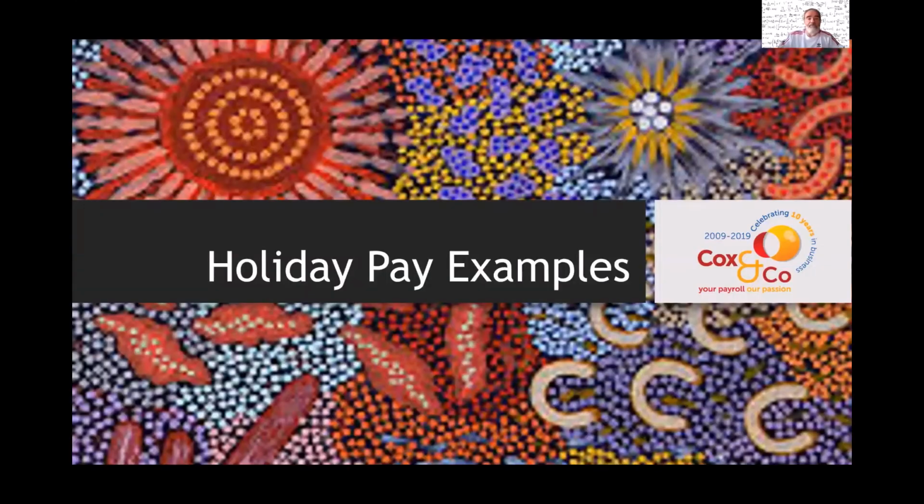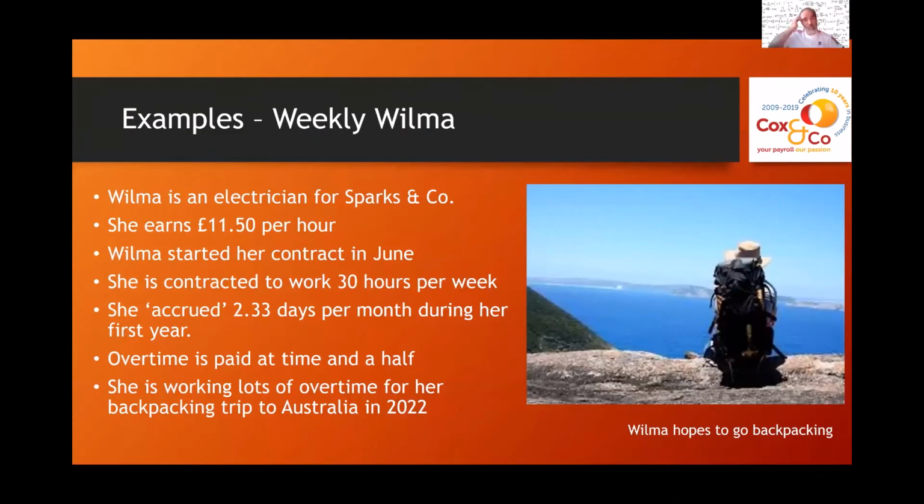So there we go. I've got a few examples of some holiday pay just to make it a bit clearer what we're talking about. So we've got weekly Wilma. She's an electrician for Sparks & Co, and she earns £11.50 per hour. Wilma started her contract in June. She's contracted to work 30 hours per week. She's accrued some holiday, 2.33 days per month during her first year. Overtime's paid at time and a half, and she's working loads of overtime, is the key point, I think.